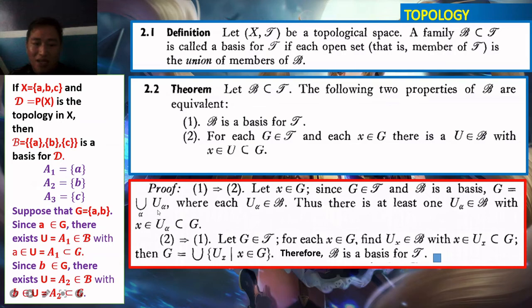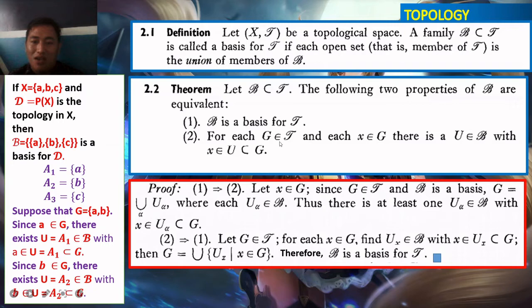Because it is a union. So, there is at least one U alpha element in script B with X an element of U alpha. That U alpha is just one of the U alpha, and it is a subset of the union of the U alpha, and the union of the U alpha is G. So, it is a subset of G. So, we have shown part number 2.